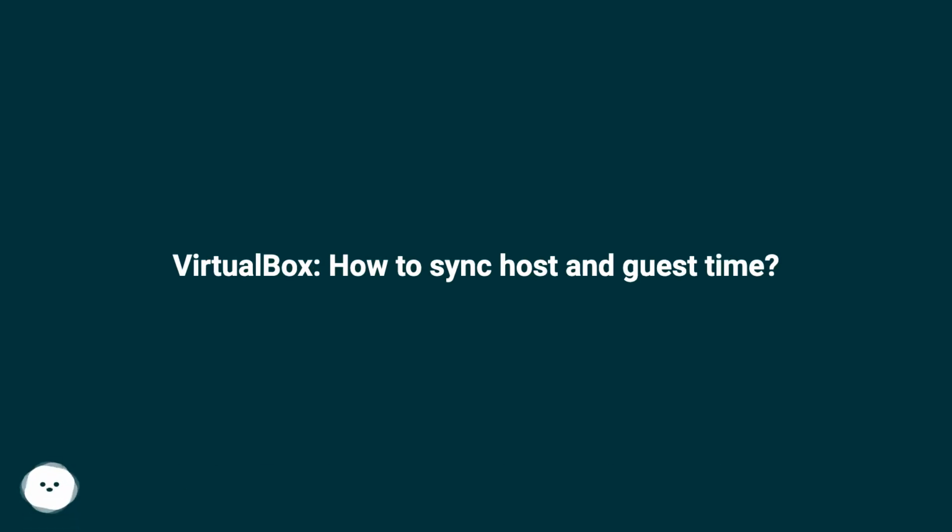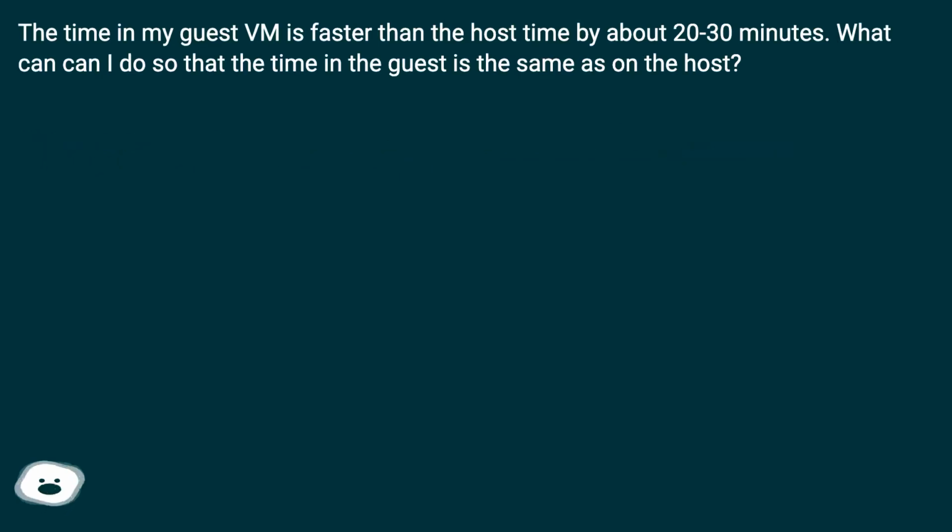VirtualBox: how to sync host and guest time. The time in my guest VM is faster than the host time by about 20 to 30 minutes. What can I do so that the time in the guest is the same as on the host?